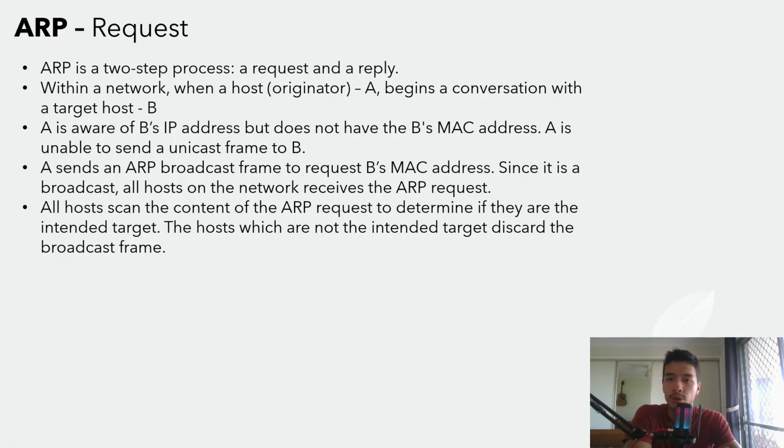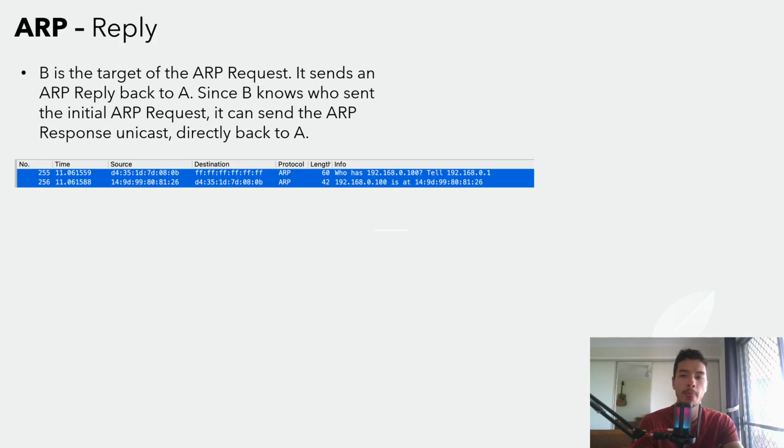But yeah, so it's a request-reply system. ARP is a two-step process within a network. When a host originator A begins a conversation with a target host B, A is aware of B's IP address but does not have B's MAC address. A is unable to send a unicast frame to B. So A sends an ARP broadcast frame, requesting B's MAC address. Since it is a broadcast, every host on the network receives the ARP request. All hosts scan the content of the ARP request to determine if they are the intended target. The hosts which are not the intended target discard the broadcast frame.